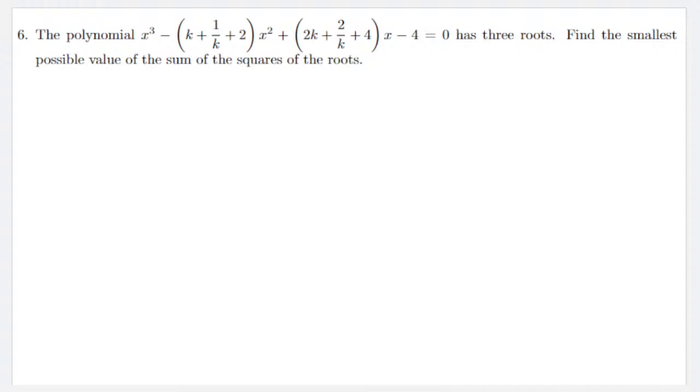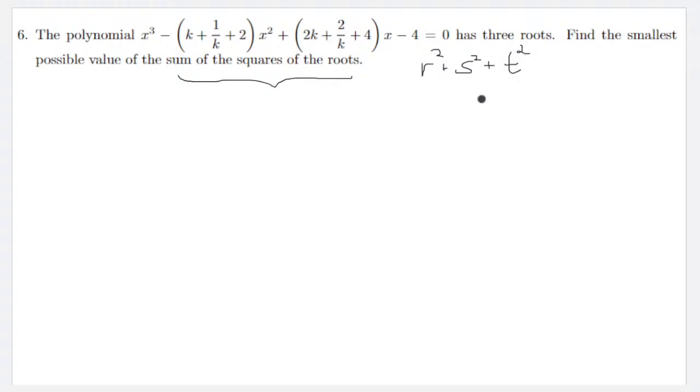So we're given this complex looking polynomial, and we want to find the smallest possible value of the sum of the squares of the roots. So what does that mean? Well, let's see. Sum of the squares of the roots. Let's try and decode this first. Let's say our roots are r, s, and t. Sum of the squares is r squared plus s squared plus t squared.